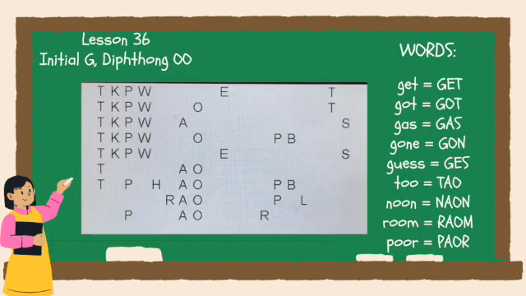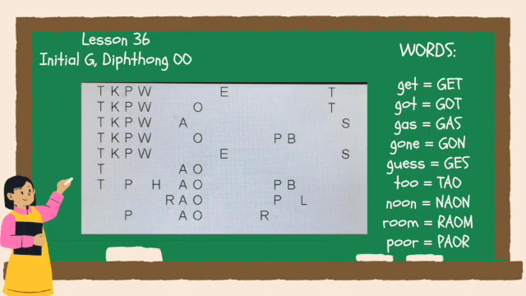We can see on the left side how these words are written. Okay, so remember that G, or the hard G, is spelled or written as TKPW using your left ring and middle finger. So that is how you write, for example, the first word get. So we have initials TKPW, vowel E, and final T.